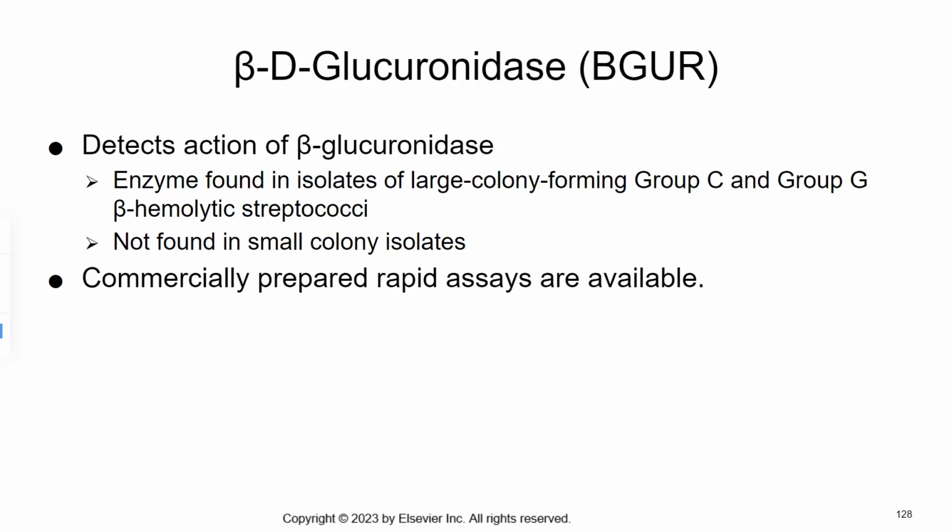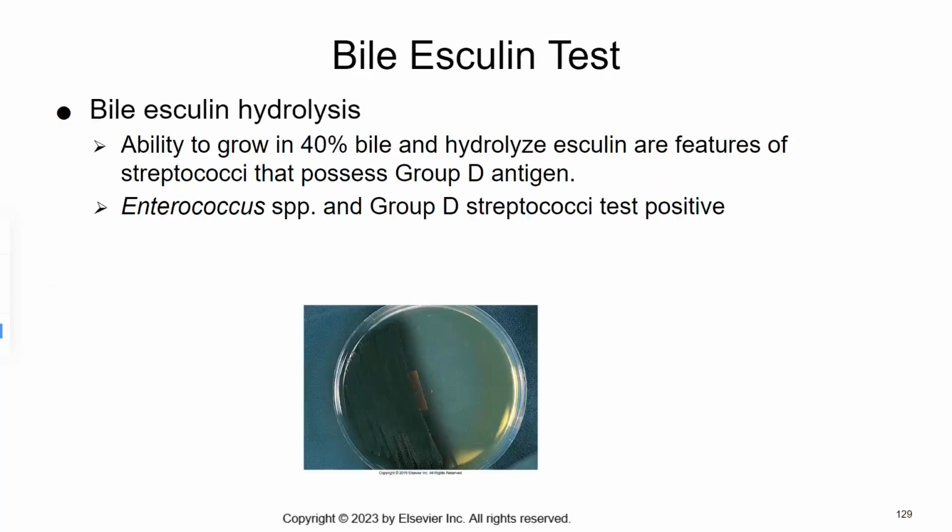The BGUR test detects the action of beta-glucuronidase, an enzyme found in isolates of large colony forming group C and group G beta hemolytic streptococci. Commercially prepared rapid assays are available for this. The bile-esculin test tests for the ability to grow in 40% bile and hydrolyze esculin, and those are features found in group D strep. So Enterococcus are positive and group D strep are positive.